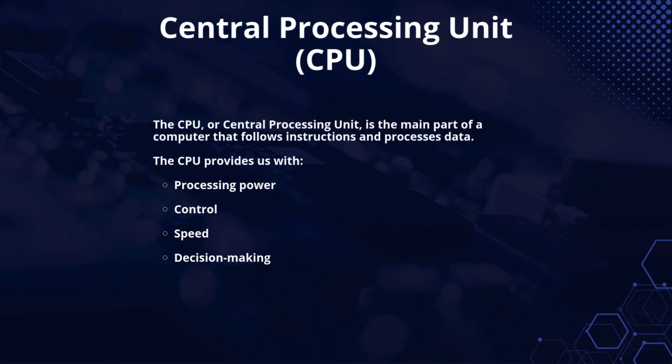So let's start with CPU, which is basically known as the central processing unit, the brain of the computer. It runs instructions and handles all the processing, so everything works smoothly. It is the main part of a computer that follows instructions, codes, and processes the data. The CPU provides us with control, speed, decision making, and processing power.